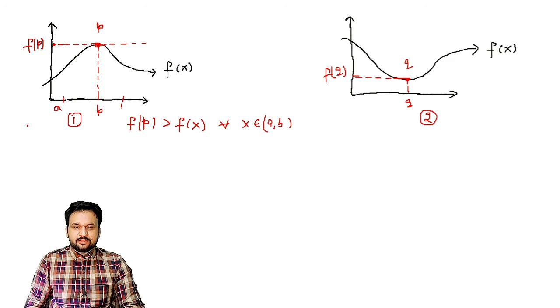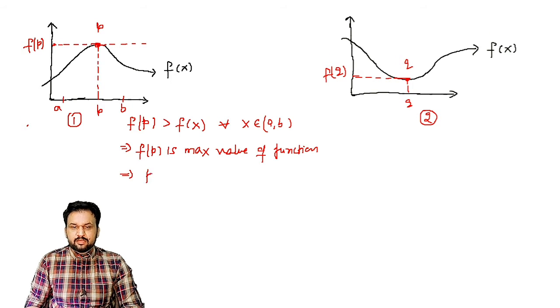So if f of p is greater than f of x for all x in a comma b, you can consider one interval from a to b. You are just focusing on the values of this function only in between this interval. So your f of p is always greater than f of x, so you can say that f of p is called the maximum value of the function. And p is known as the point of maxima.